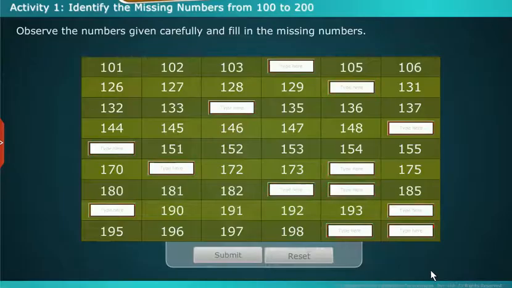Take up the following activity on identifying the missing numbers from 100 to 200. Observe the numbers given carefully and fill in the missing numbers.